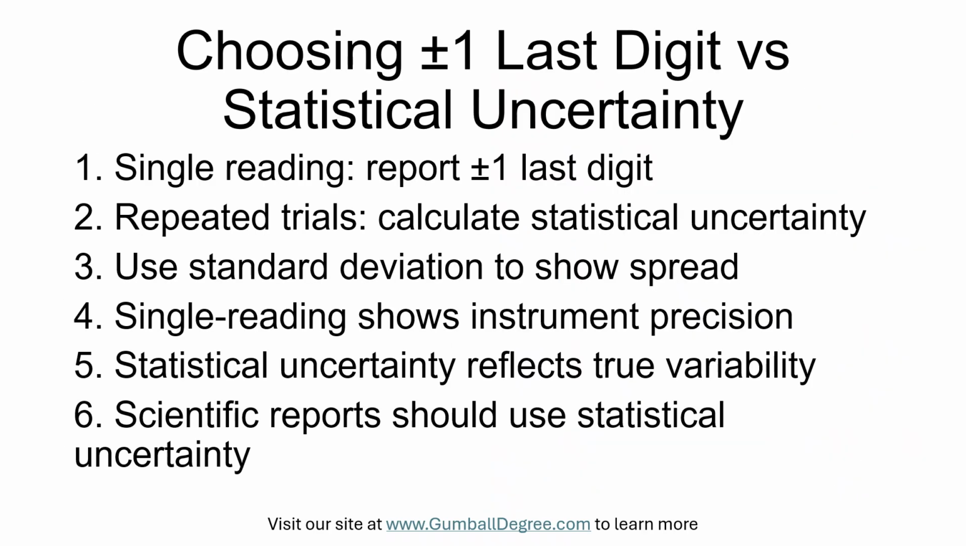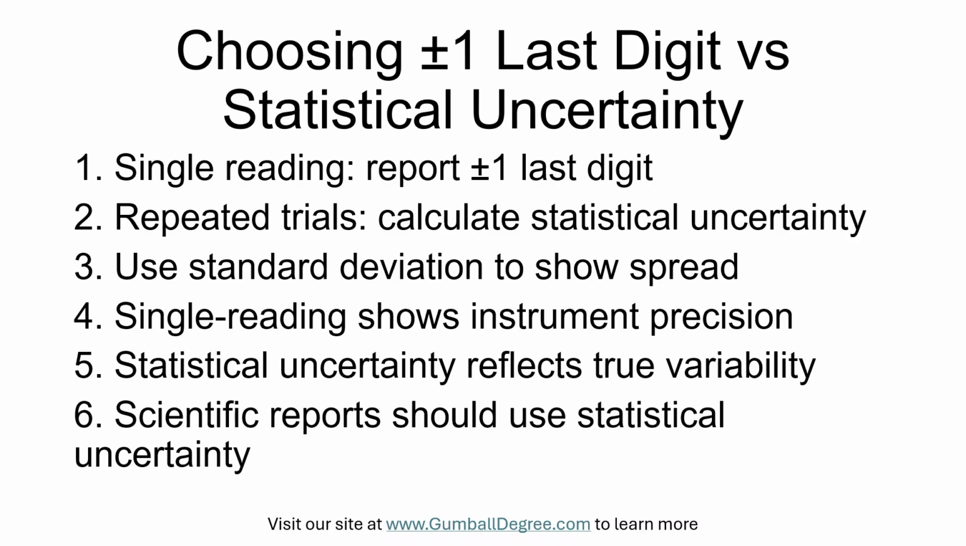If you read the scale once, you can honestly say the weight is, for example, 12.3 grams plus or minus one last digit, which means your reading might be off by a tiny step of the scale. If you weigh the cookies many times, you can calculate how spread out those readings are and report a statistical uncertainty, like a standard deviation, which tells people how reliably your average value represents the true weight.